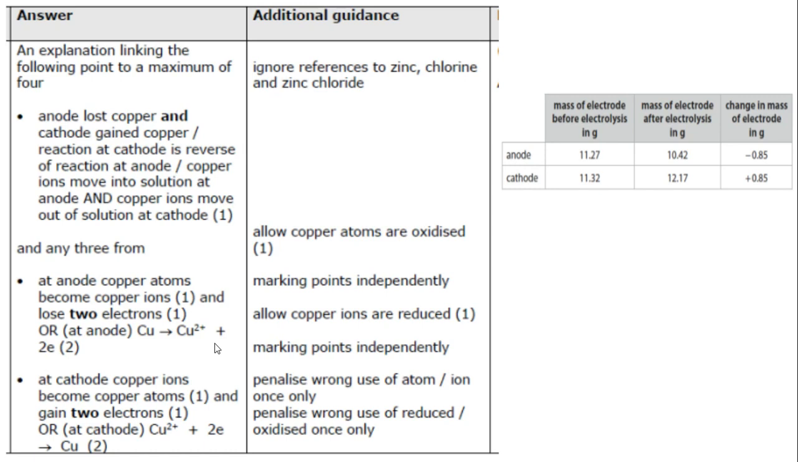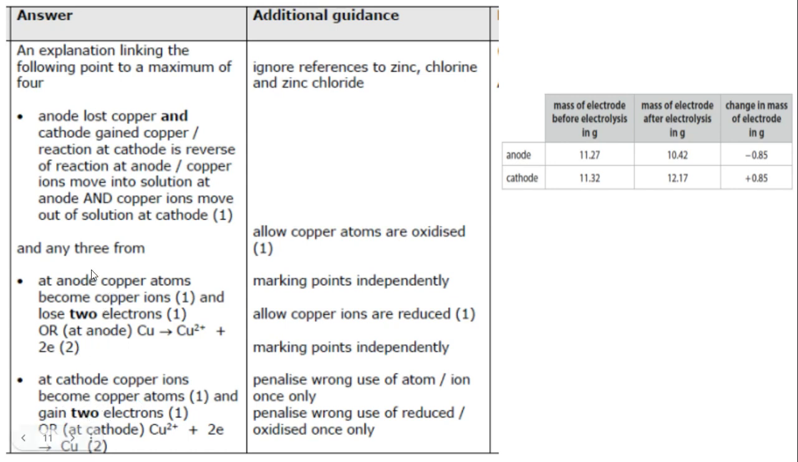The second mark is getting down to higher tier level. If you talk about the fact that the copper atoms become copper ions, 1 mark. And if you mention they lose 2 electrons at the anode, that's worth a mark. Alternatively, at the cathode, the fact that the ions become atoms, that's worth a mark, and they gain 2 electrons.